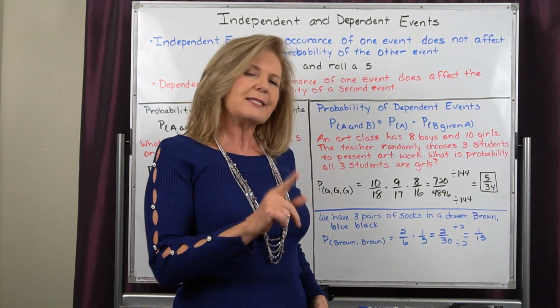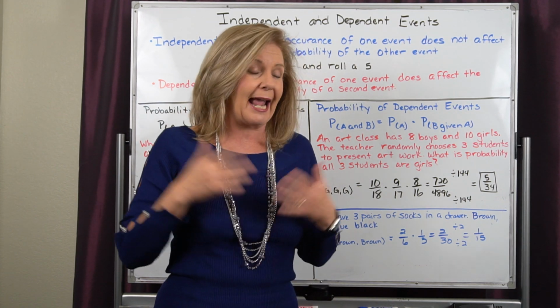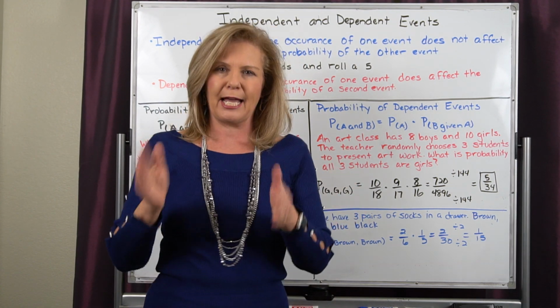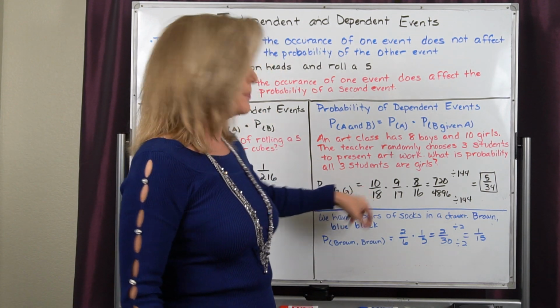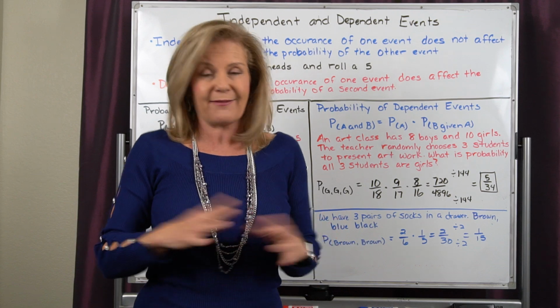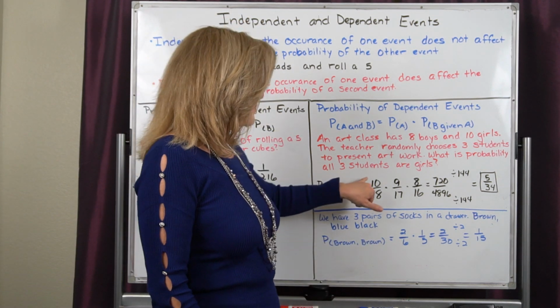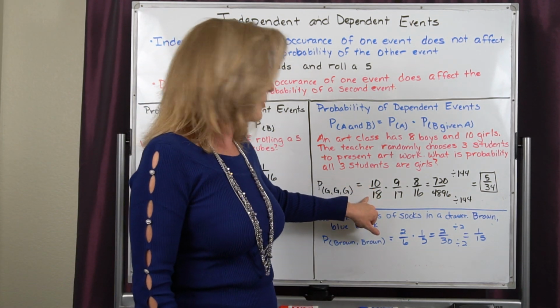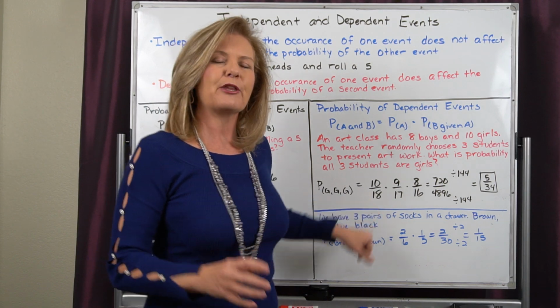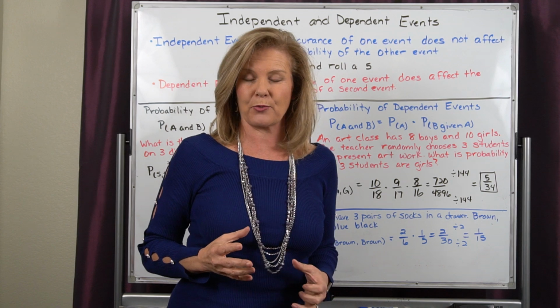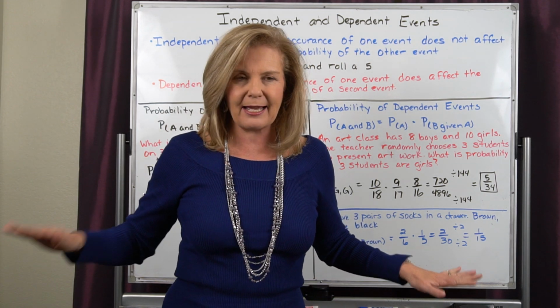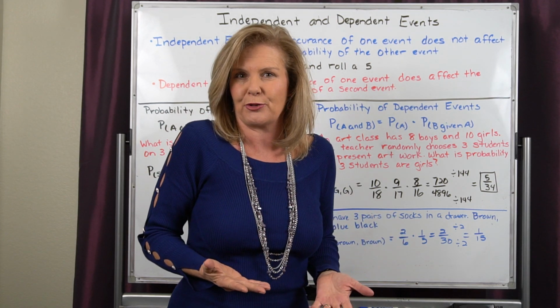We want to find the probability that she's going to choose a girl, and a girl, and a girl. So first we're going to find the probability of the first girl. Remember, we haven't taken any kids yet, so we have 10 girls out of the total class of 18. But the first girl gets chosen and she's on the side ready to show her work. She's not in the group anymore. She can't be chosen again.